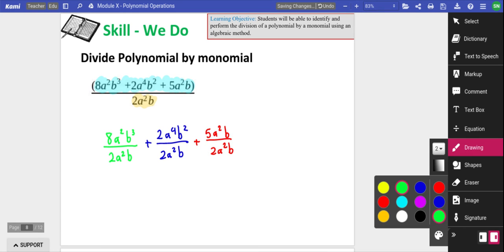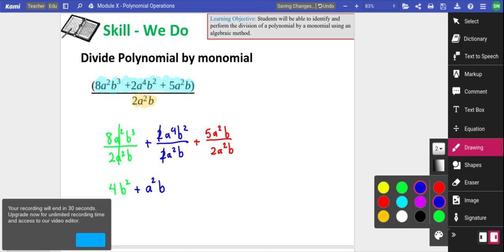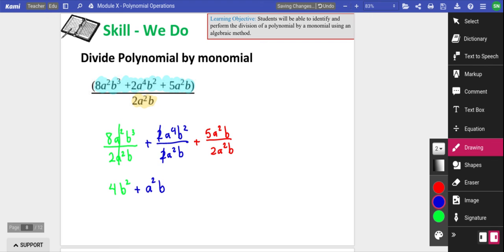Let's take care of the green one first. 8 divided by 2 is 4. A squared divided by a squared, because they're the same, they cancel out. B cubed divided by b is b to the second power. Next, 2 divided by 2, because they're the same, they cancel out. A to the fourth divided by a squared is a squared. Remember, we subtract the exponents. And we have b squared divided by b is just b.